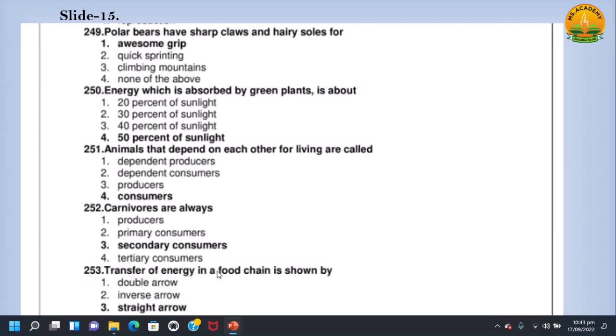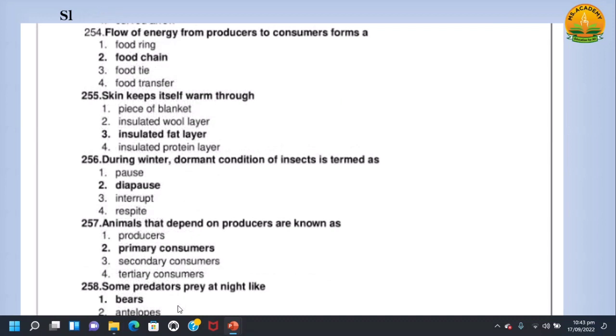Transfer of energy in a food chain is shown by, right option is 3, straight arrow. Flow of energy from producers to consumers forms, right option is 2, food chain. Skin keeps itself warm through, right option is 3, insulated fat layer. During winter, dormant condition of insect is termed as, right option is diapause.